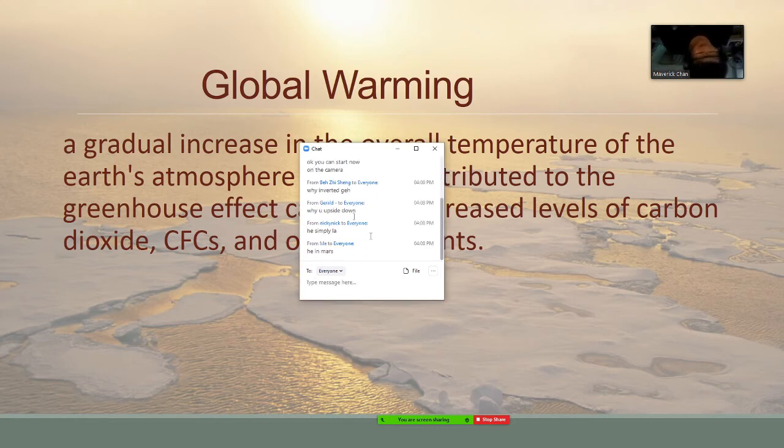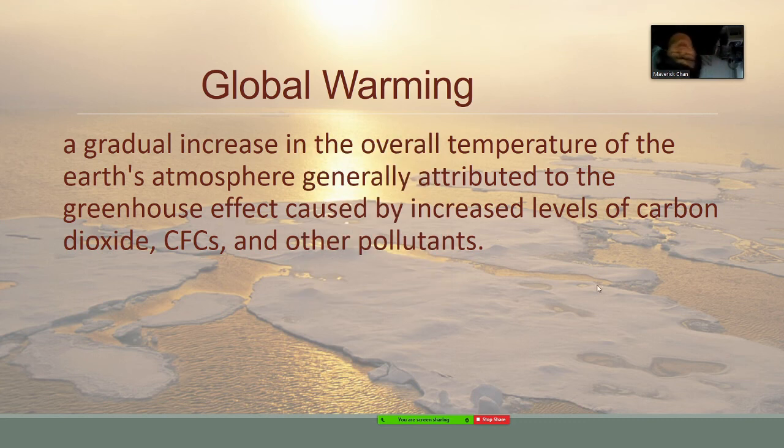So what is global warming? A gradual increase in the overall temperature of the Earth's atmosphere, generally attributed to the greenhouse effect caused by increased levels of carbon dioxide, chlorofluorocarbons, and other pollutants. Next slide.